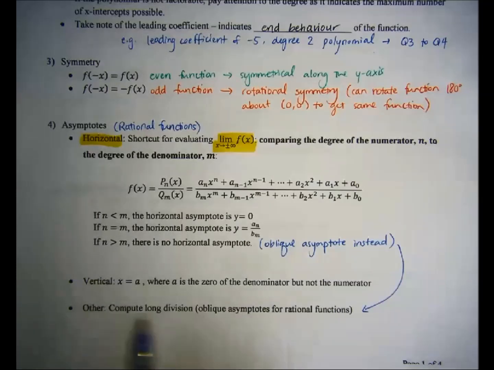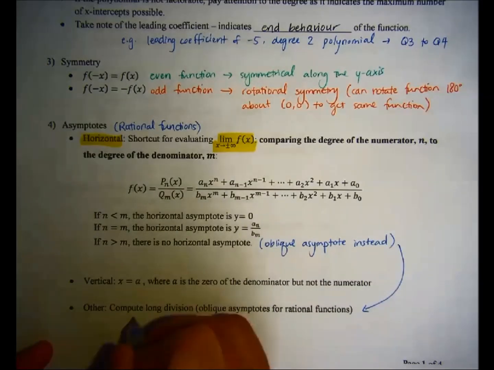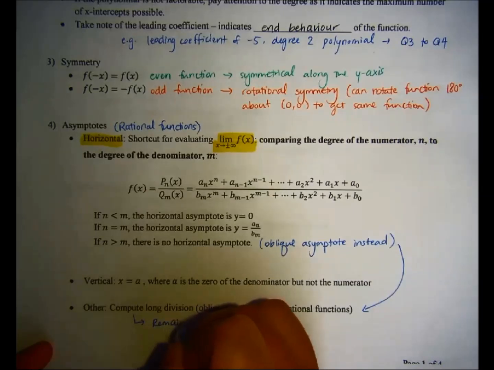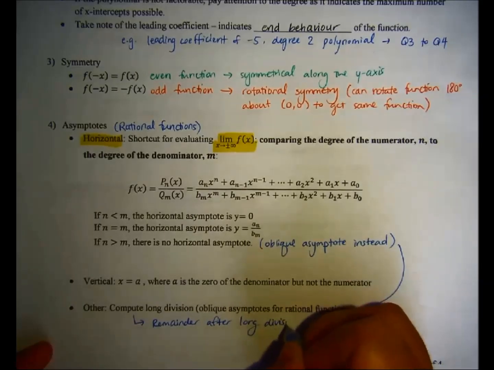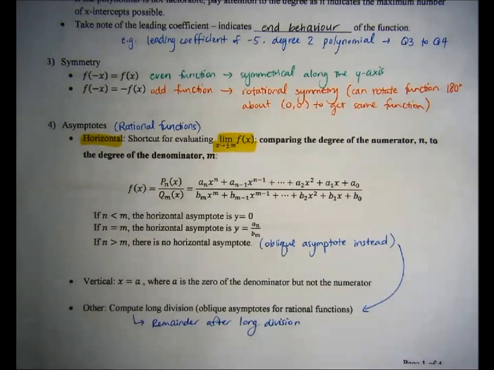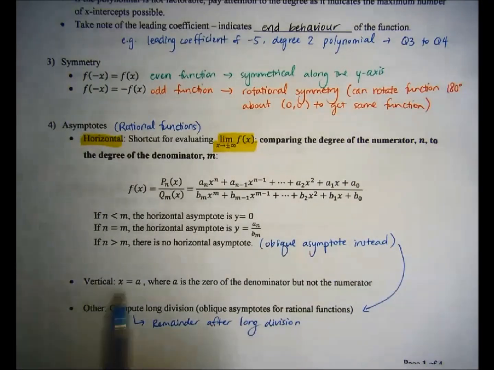For oblique asymptotes, while we're talking about it, you can compute long division. When you compute long division, your oblique asymptote is always going to be the quotient. And last but not least, for your vertical asymptotes, you're looking for the values of a, where a is a 0 of the denominator, but not of the numerator. Because keep in mind, if it is a 0 of the numerator as well, then really you don't have a vertical asymptote, you just have a removable discontinuity.